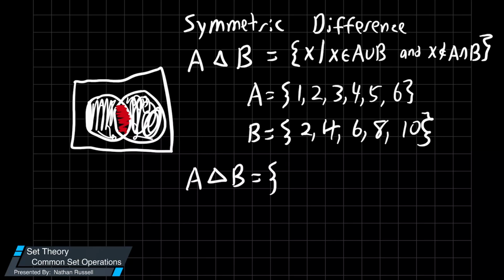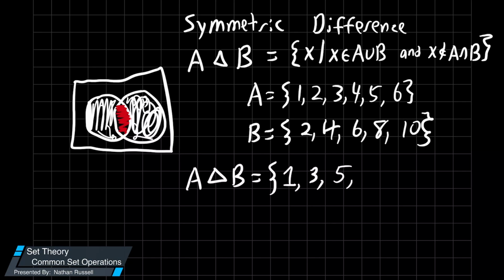So 1 is in A, but it's not in both, so it goes here. 2 is in both, so it doesn't go in here. 3 is only in A, so it goes in here. 4 is in both, so we discard it. 5, it goes in here. 6 is in both, so we don't write it.